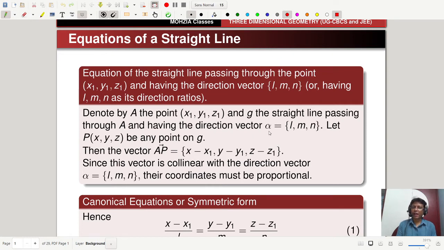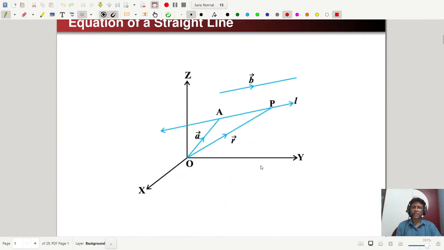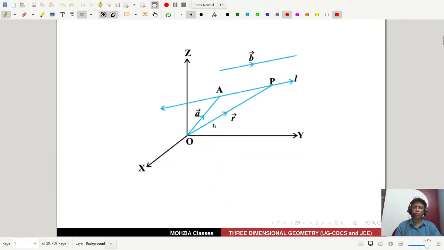Equation of the straight line passing through the point, any point x1, y1, z1 and having the direction vector element. You might have remembered that in case of planes we talked about the normal vector to the plane, but in case of a straight line we'll talk about the direction vector. So let's have the diagram for you.